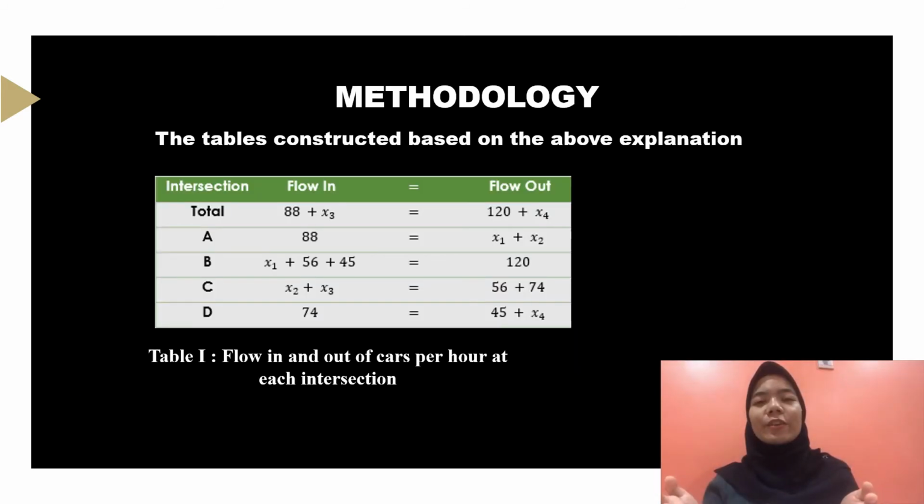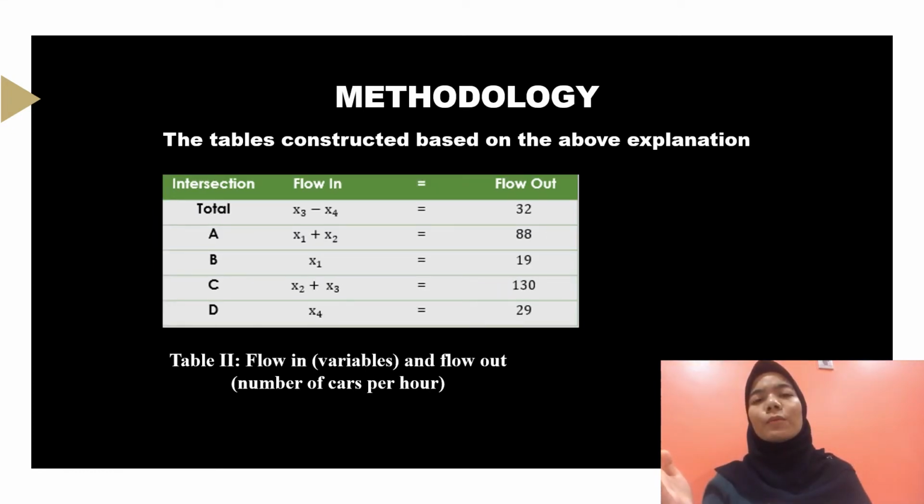This table is constructed based on my explanation just now. It is like a summary for you to easily understand the situation before we move on to part 2, which is solving this problem by using reduced row echelon form, RREF. But before that, we must arrange all the variables to the left hand side and the number of cars per hour at each intersection to the right hand side.